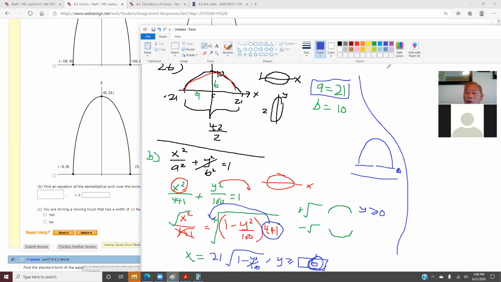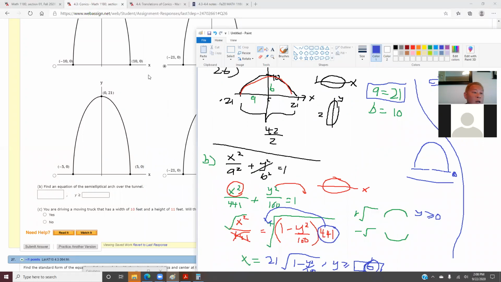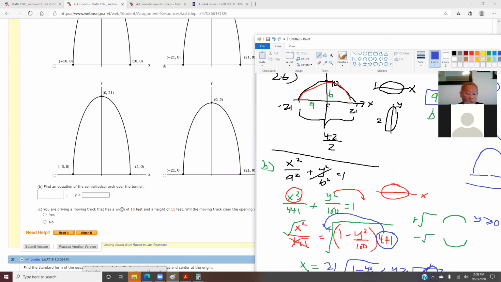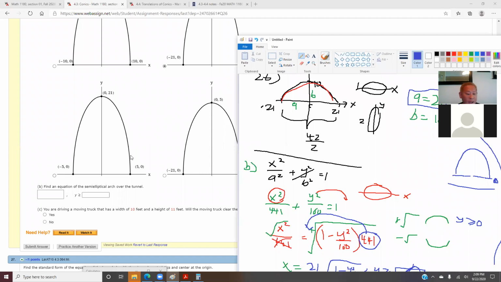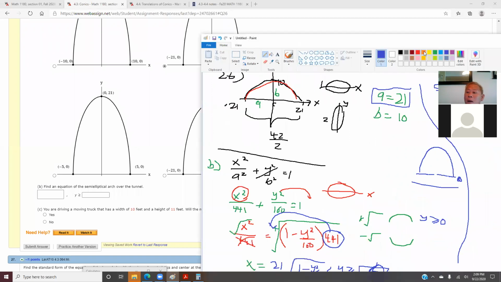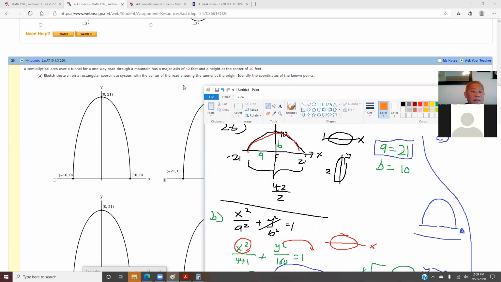And now we're going to talk about question C. What question C is asking is, if you are driving a moving truck that has a width of 10 feet and a height of 11 feet, will the moving truck clear the opening of the arc? So your moving truck is 10 feet wide. If you read through, this is actually a one-way road.